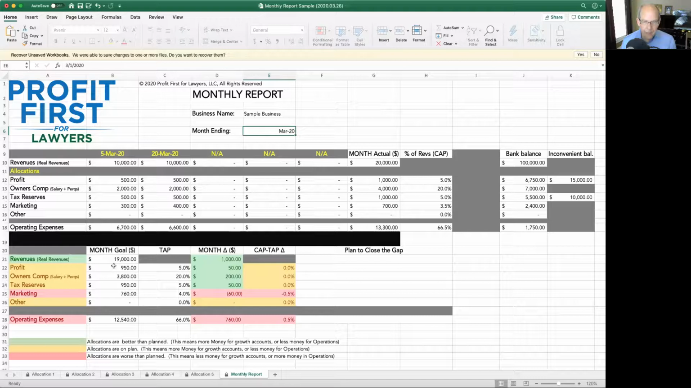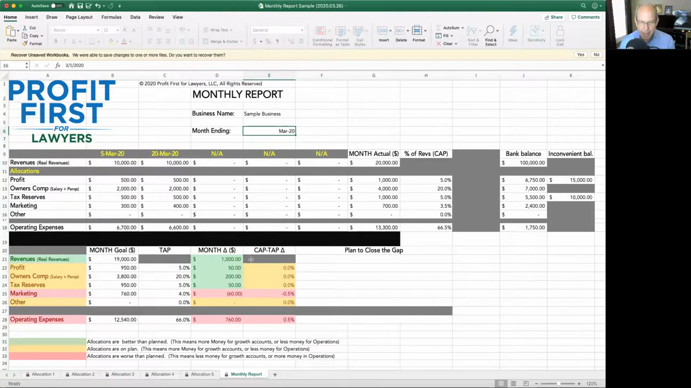The profit and owner's comp, the actual allocations were 20 and 5, so they're spot on, so they're yellow. It's just a choice I made. Green is better, yellow is exact, and red is below. And our marketing was supposed to be 4%, but it actually ended up being 3.5%. So we're red on marketing, and then red on operating expenses, because they were supposed to be 66%. They were actually 66.5%. It means more money was allocated than we said, which is a bad thing.